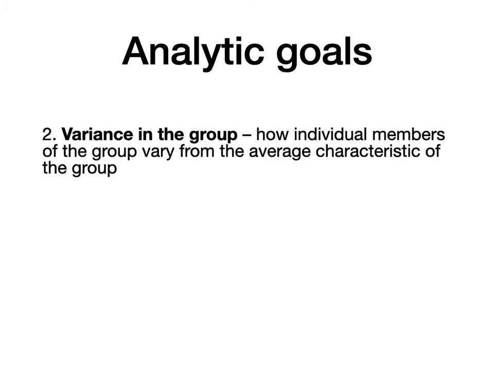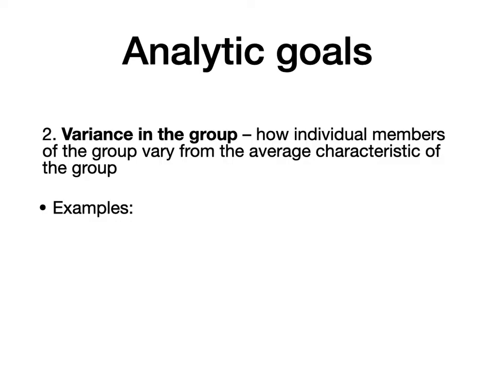Say, variance in the group. You're interested in the variance in the group. So here you are interested in how individual members of the group vary from the average characteristic of the group. Okay, so recall we have different measures of variation. We have the range, which is basically the difference between the highest and the lowest value in your data set. Then we also have the variance, and we also have what we call the standard deviation. So those are different measures of variance or variation.